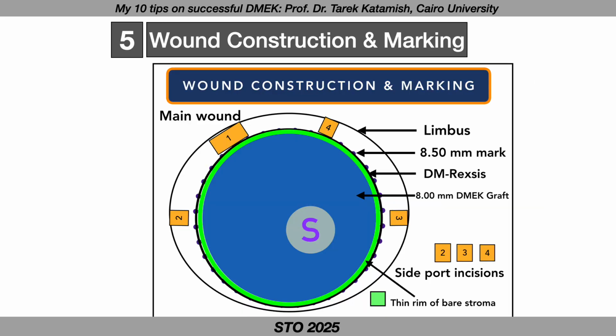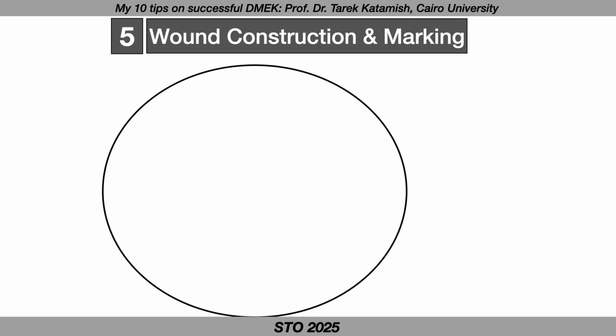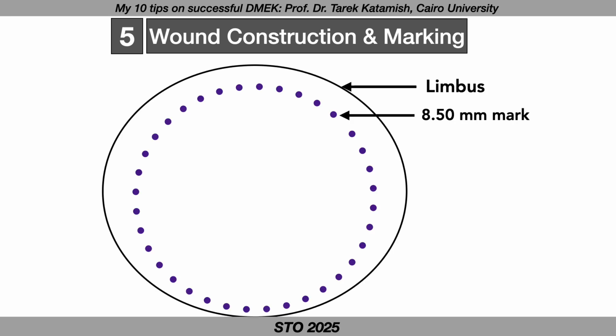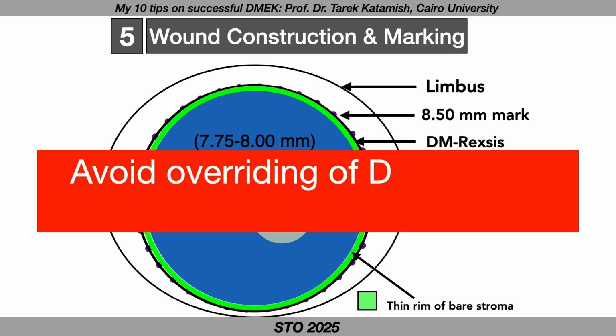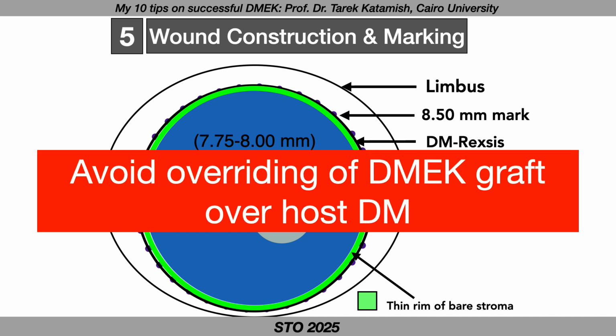Tip number 5, the wound construction and marking is very important. We do mark for the descemetorhexis, and this is the DMEK graft. As you notice, we leave a thin rim of bare stroma. The DMEK graft size should be smaller than the descemetorhexis size. Avoid overriding of the DMEK graft over the host Descemet membrane to avoid graft detachment after the operation.